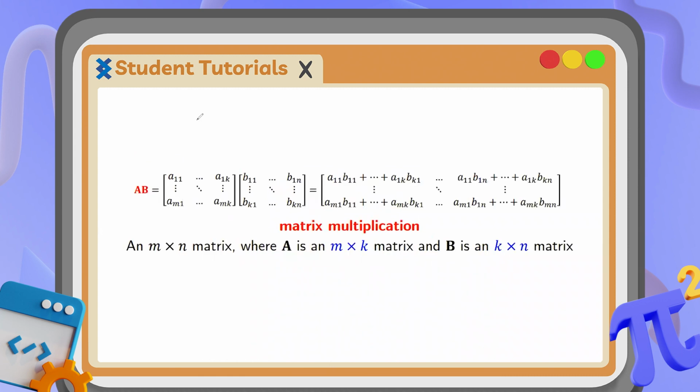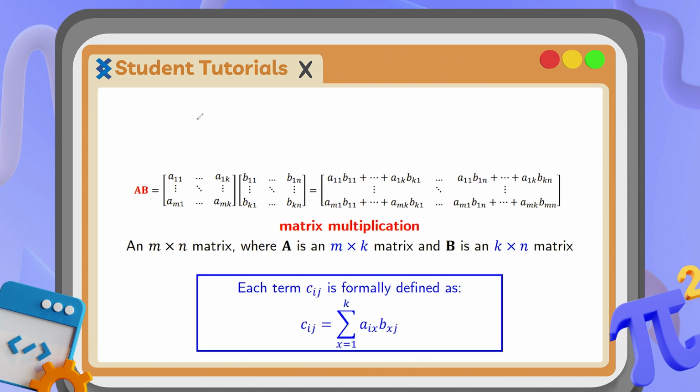So next, we have matrix multiplication, which is an m by n matrix where A is an m by k matrix and B is a k by n matrix. Each term C sub ij is formally defined as follows, which is the summation of all elements A sub ix times B sub xj from x equals 1 to k. So this may be confusing at first, but here we can show in the following slides a simulation on how matrix multiplication works.